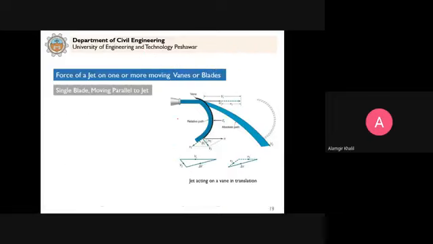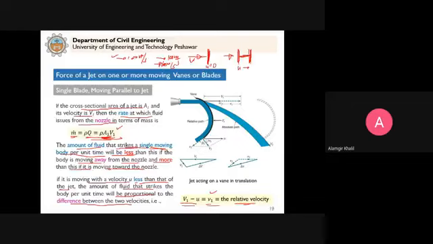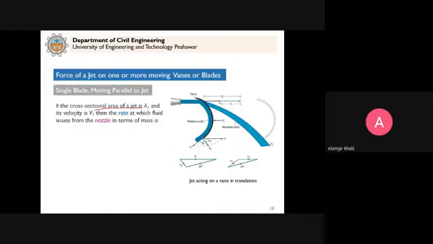So if we have the cross-section area of the jet as A1 and the velocity of the jet V1, then the rate at which the fluid issues from the nozzle in terms of mass will be this much, Q dash. This is now the relative discharge. Instead of V1, it will be A1 into V1 minus U. And what is V1 minus U? It is actually your relative velocity. So it means this discharge will be able to hit the vein, not A1 V1.